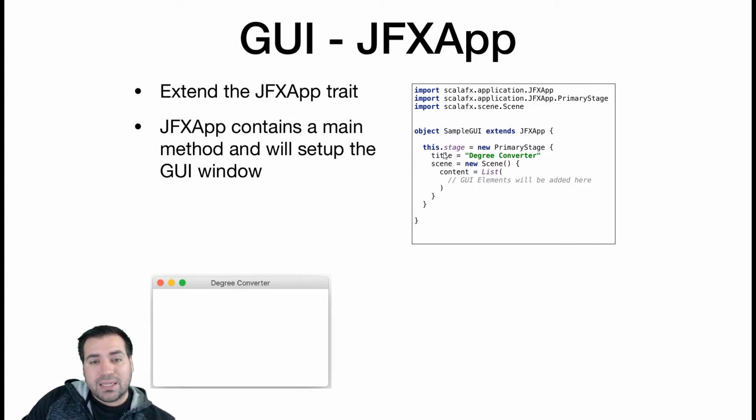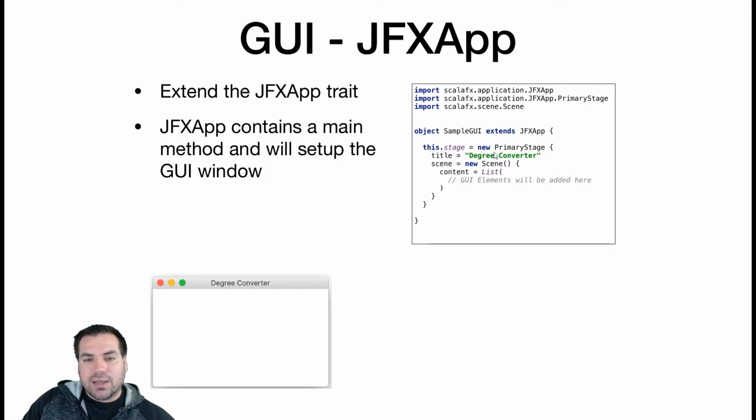So the basic structure, here's the absolute minimum to be able to get a GUI running and showing up on our screen: creating a class, an object that's going to extend JFXApp. And JFXApp contains our main method that starts the program and runs everything up. So we don't have to create our own main method, but we do have to set whatever we need to add our personal touches to the GUI, actually make this our GUI.